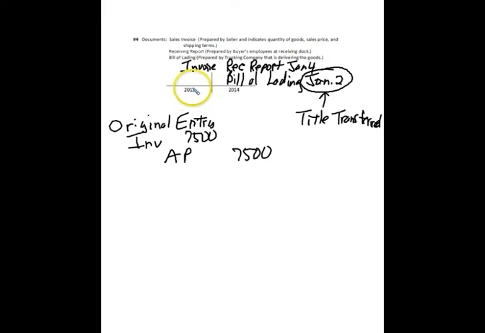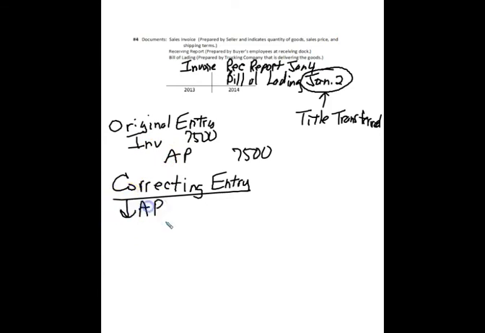But we can see we shouldn't have made that entry because we don't own the goods until January 2. So we need to make a correcting entry. So our correcting entry, we want to get it out of accounts payable and take it out of inventory because it shouldn't have gone into those accounts. So we're going to take it out of accounts payable, take it out of inventory, and there's our correcting entry.